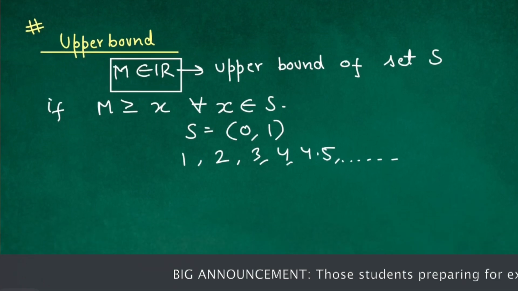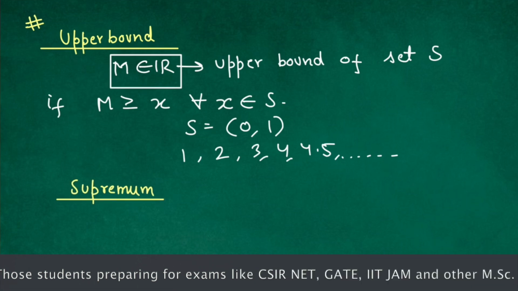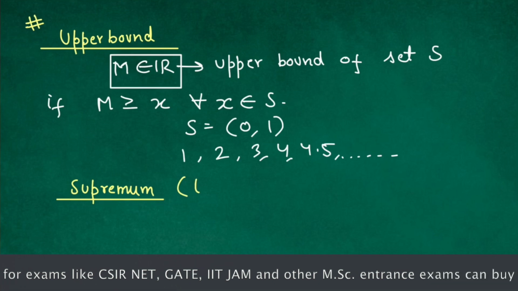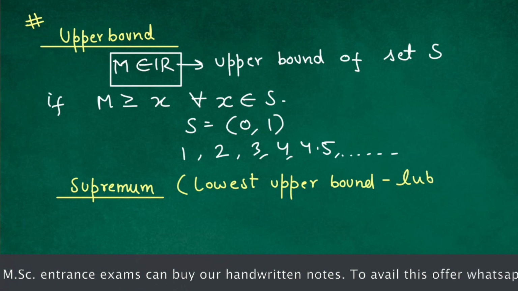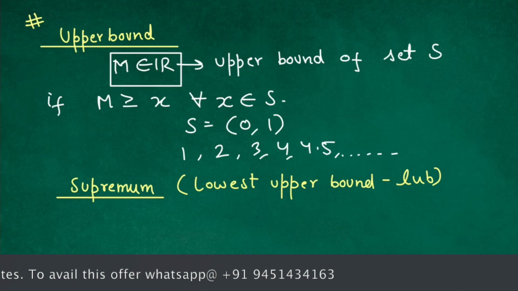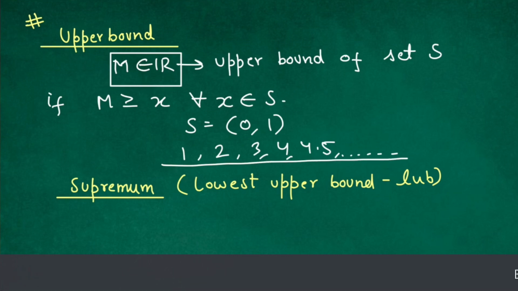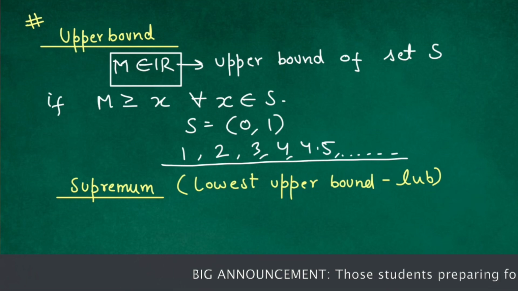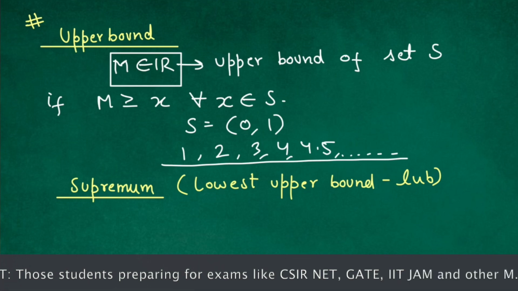So supremum is also known as lowest upper bound. In short, we write it as LUB. So from the term lowest upper bound, most of the things are clear. That means from all the upper bounds, if we form a set of all the upper bounds, then the smallest member of the set of upper bounds is known as lowest upper bound.